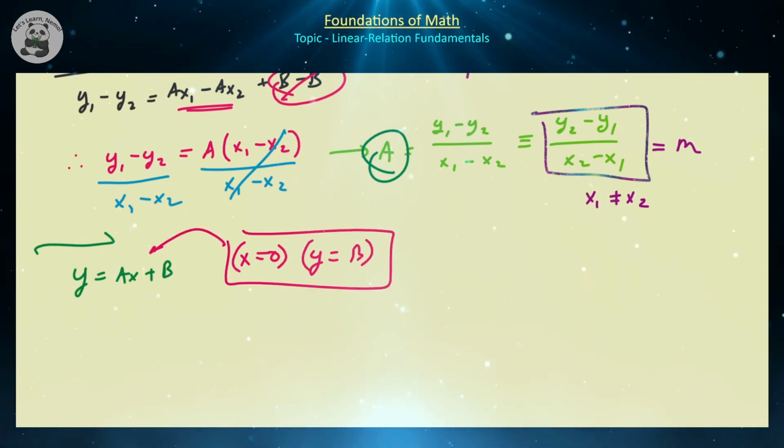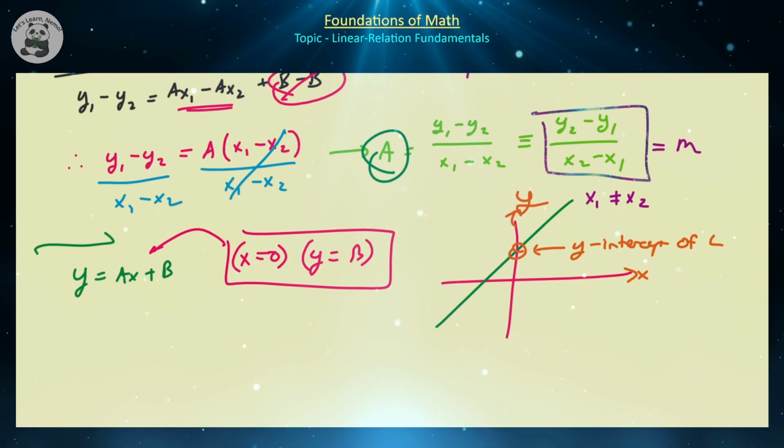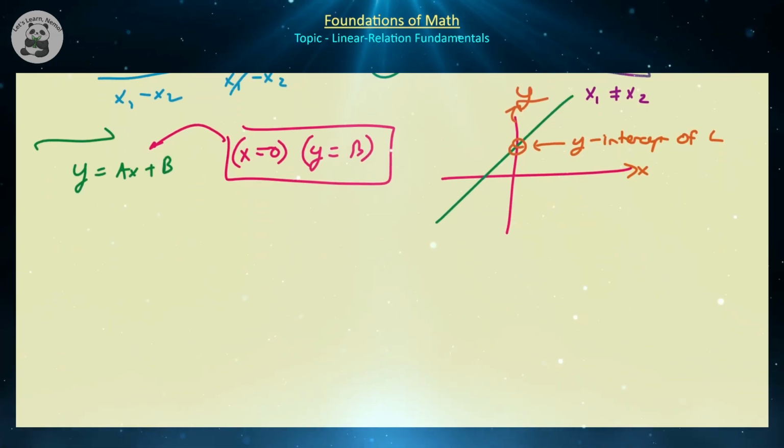And remember, when x is equal to 0 and a line crosses a point at that value, this is what we refer to as the y-intercept of the linear relation L, assuming that x is on the horizontal and y is on the vertical axis, which is typically the standard.